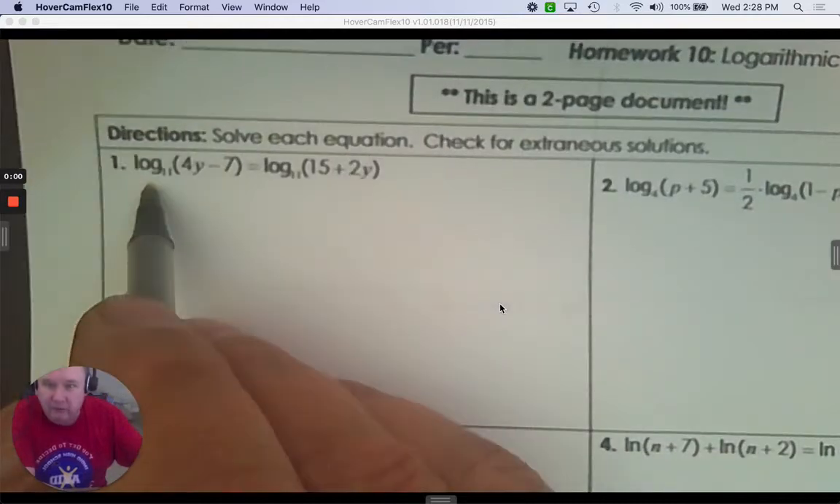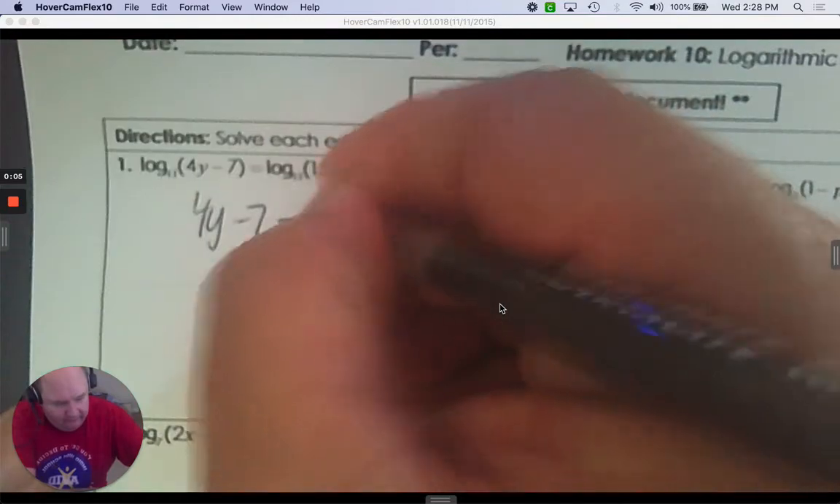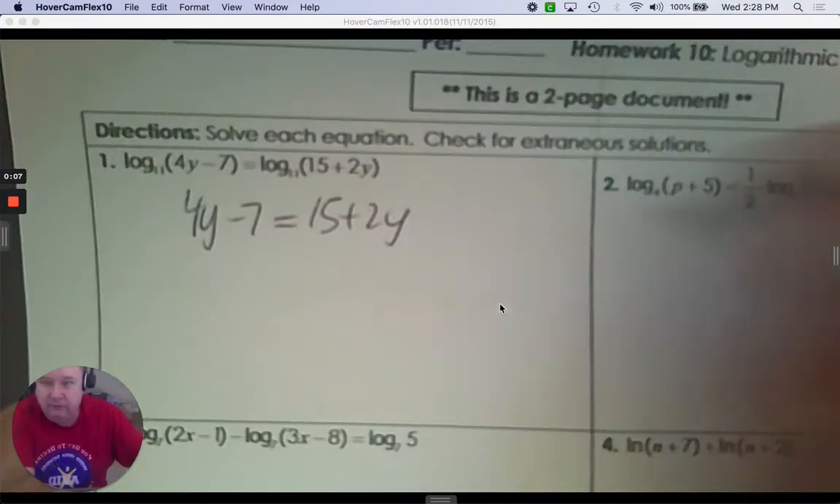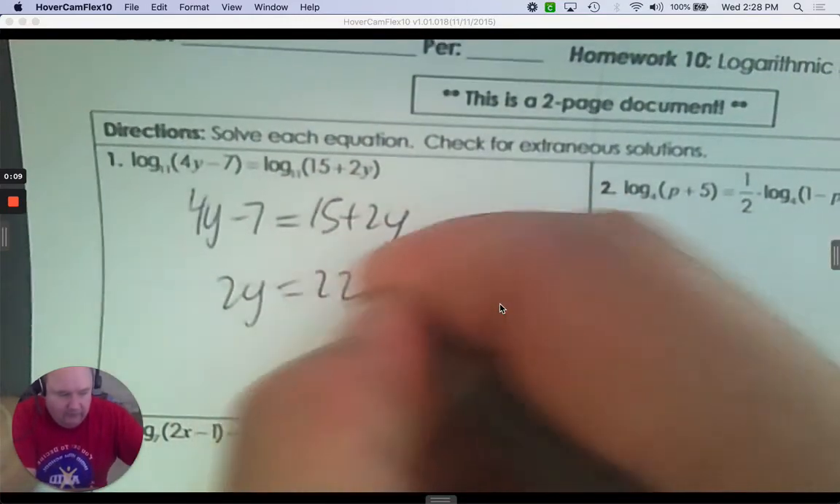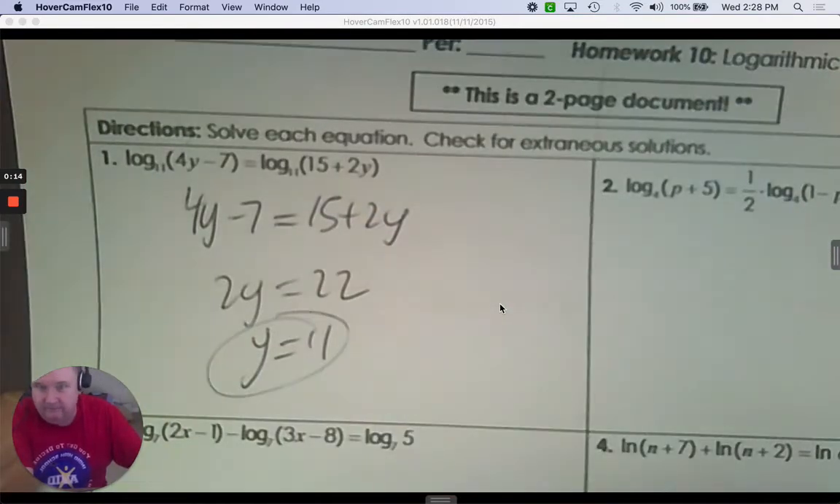Here's your homework on solving logarithms. So take 4x subtract 7 equal to 15 plus 2y. Combine like terms and then divide. Make sure that when you answer it that it's a good solution there.